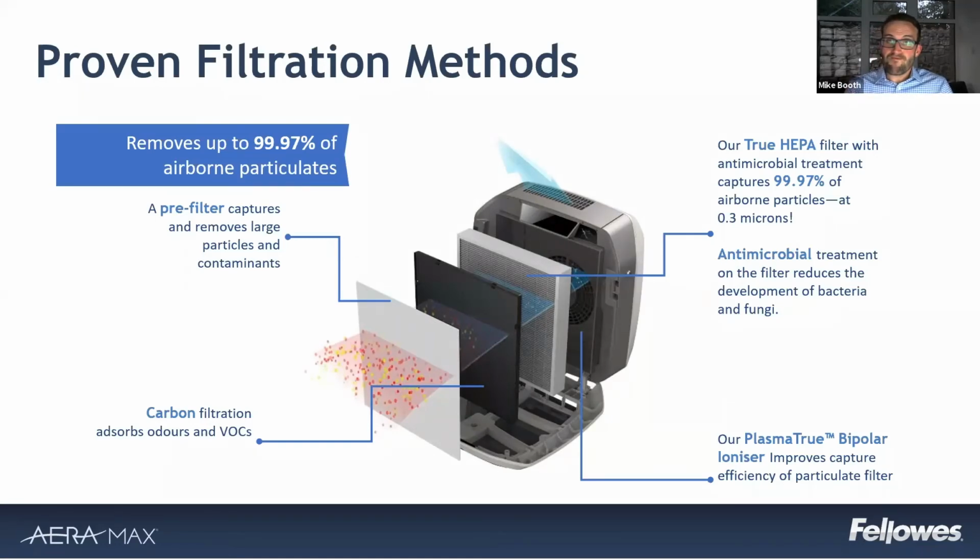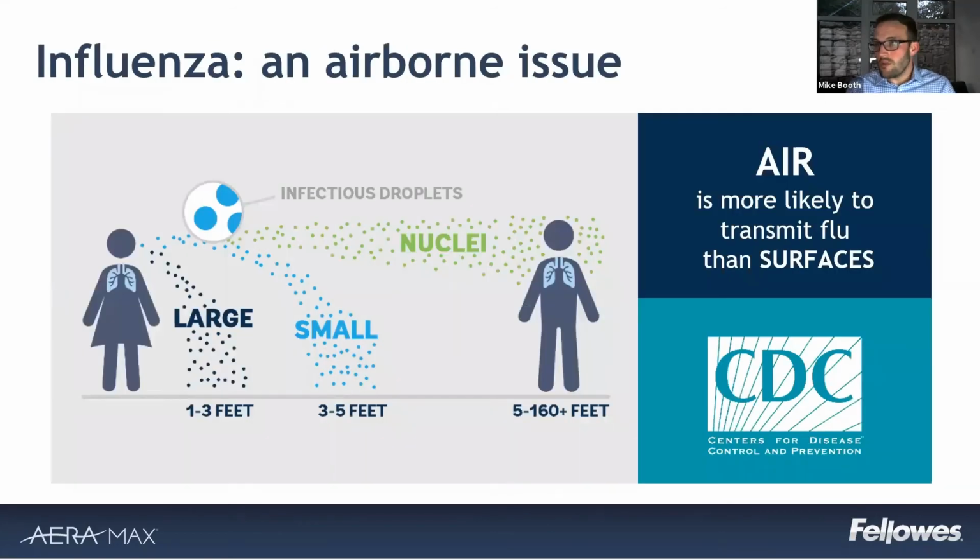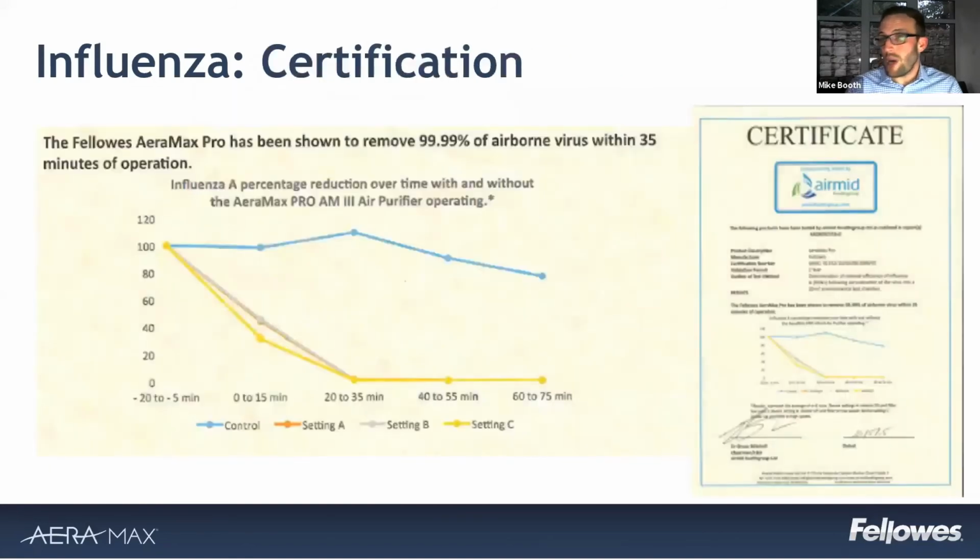Now, one really well-known virus that affects us year in, year out is airborne influenza. This is well understood as an airborne threat because of the way that it behaves, because of the way that it leaves our body as we cough, sneeze, and talk. So we actually went ahead a few years ago and we put our unit in lab conditions and tested it against airborne influenza, and we've got the certification to back up our performance.